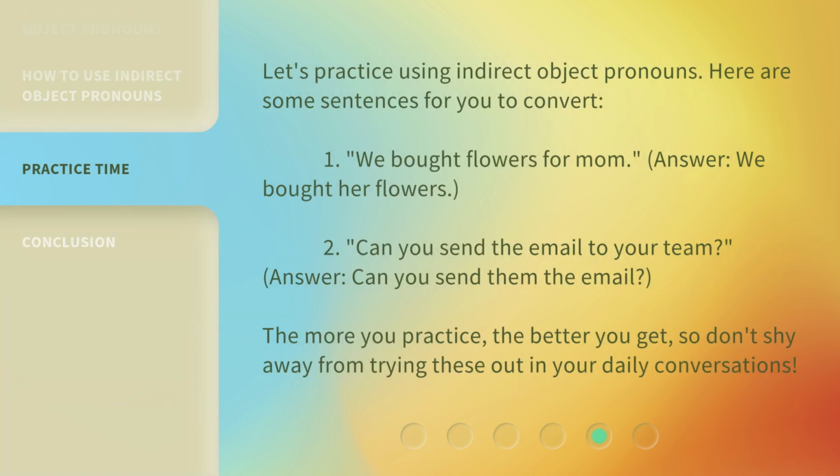Let's practice using indirect object pronouns. Here are some sentences for you to convert. 1. We bought flowers for Mom. Answer: we bought her flowers. 2. Can you send the email to your team? Answer: can you send them the email?